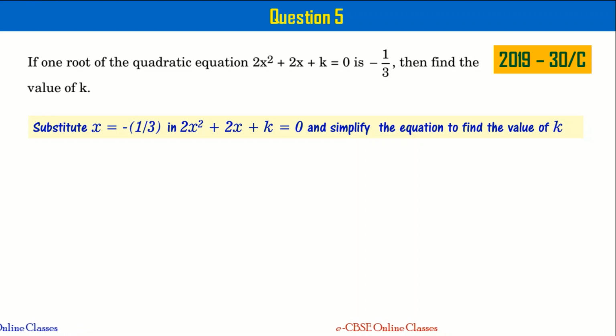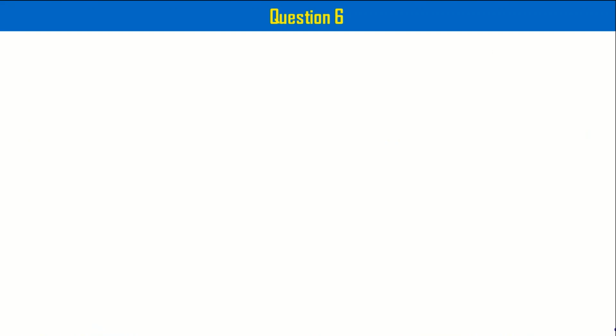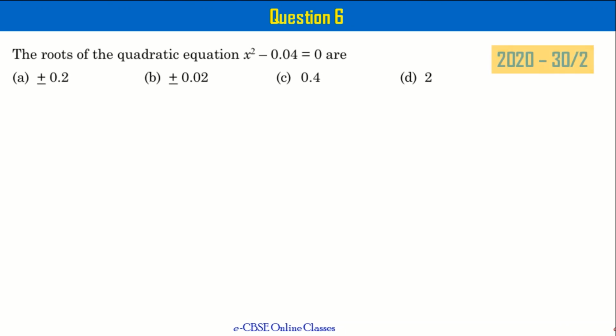Substitute x equal to minus 1 by 3 in the given equation, that is 2x square plus 2x plus k equal to 0, and simplify the equation to find the value of k. When you do that, you are going to get k equal to 4 by 9 as the answer. Please do it for yourself and you will find the answer using the hint given. Let's go to the next question, that is question number 6. The roots of quadratic equation x square minus 0.04 equal to 0 are, choices are given.